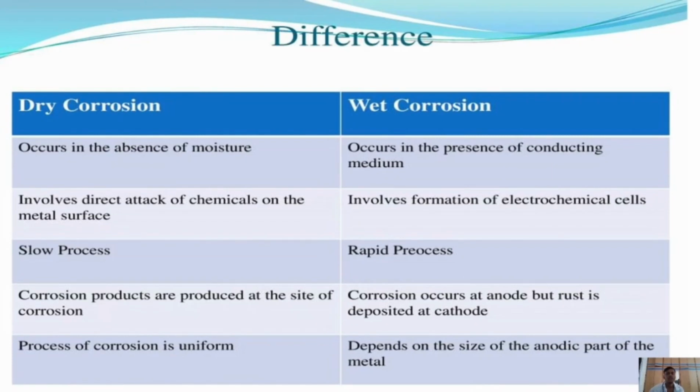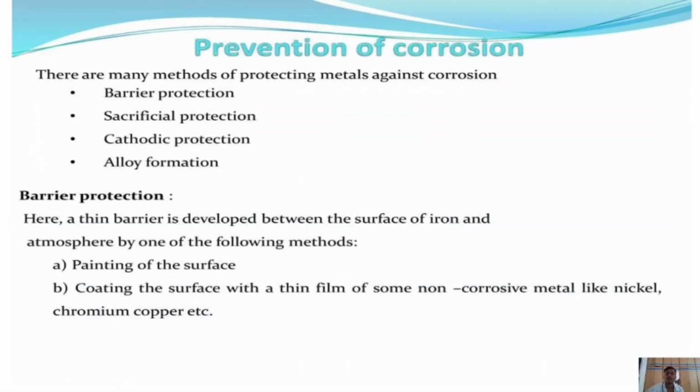Difference between dry corrosion and wet corrosion. Dry corrosion occurs in the absence of moisture; wet corrosion occurs in the presence of a conducting medium. Dry corrosion involves direct attack of chemicals on the metal surface; wet corrosion involves formation of electrochemical cells. Dry corrosion is a slow process; wet corrosion is rapid. In dry corrosion, corrosion products are produced at the site of corrosion. In wet corrosion, corrosion occurs at the anode but rust is deposited at the cathode. Dry corrosion is uniform; wet corrosion depends on the size of the anodic part of the metal.